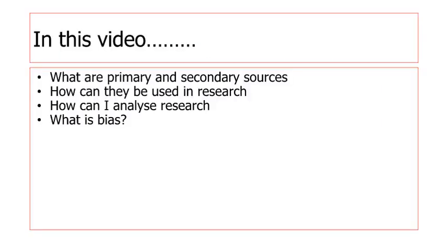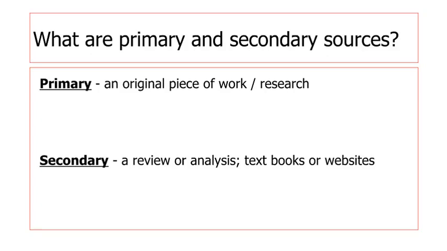In this video we are going to be looking at conducting and analysing research for when you're creating a digital media product, which you'll be doing in your coursework, but you need to make sure you're happy about it for your exam for the first unit. So in this video we're going to be looking at primary and secondary sources, how they can be used in research, how can you analyse research, and also taking into consideration what is bias.